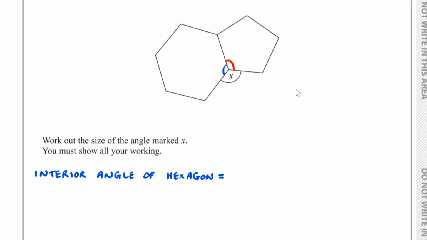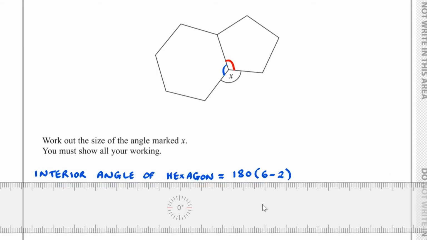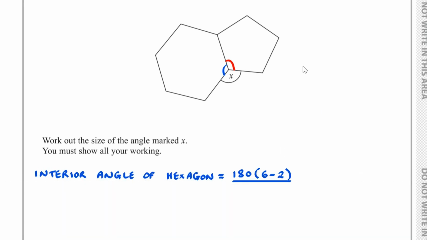So the interior angle of the hexagon will equal 180 multiplied by 6 subtract 2, divided by 6. So we have 120 degrees for the interior angle of the hexagon.